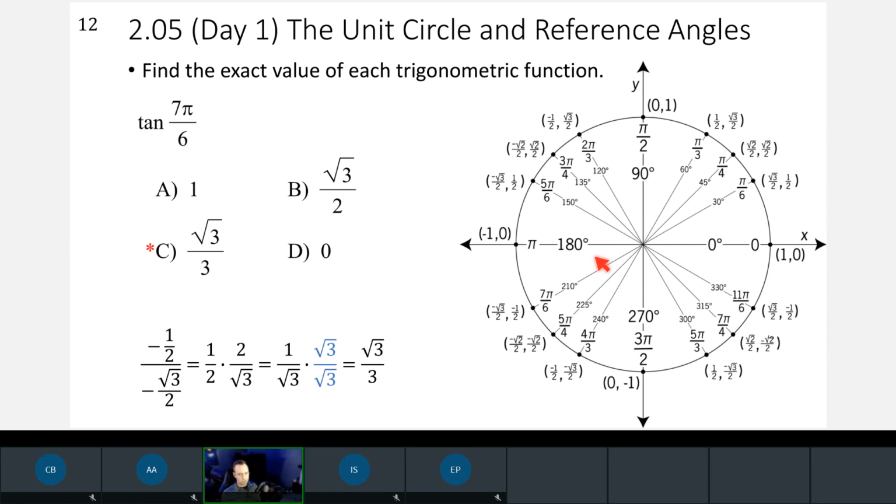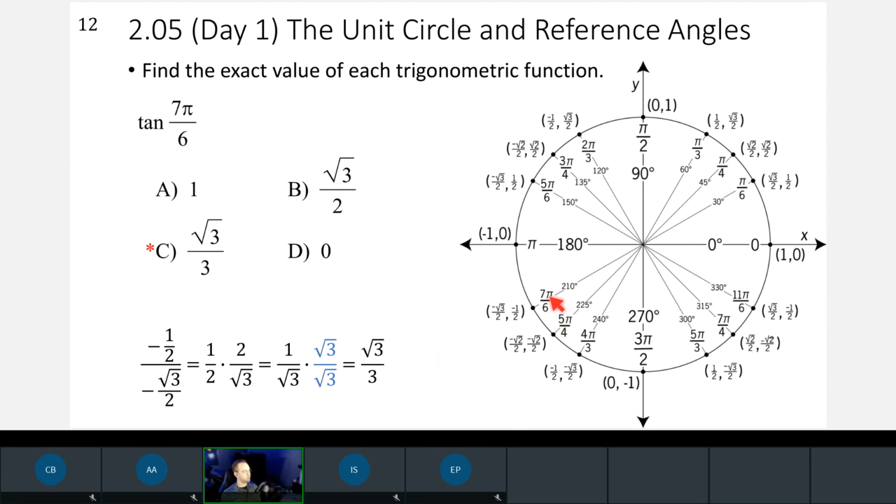Number 12. All right, find the exact value. So tangent, remember, is y over x. So 7 pi over 6. Well, let's look at 7 pi over 6, which is right here, 7 pi over 6.